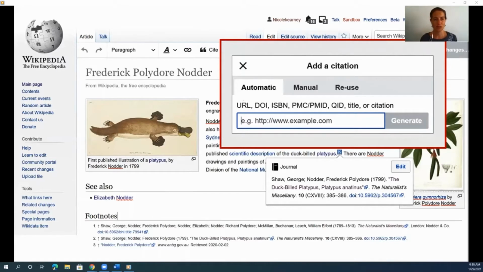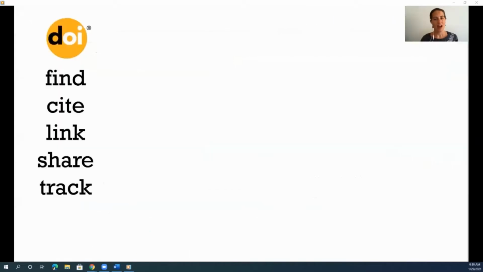Frederick Polydor Notter is now linked to that DOI. Wikipedia is an incredible resource, and that's because of the tireless work of Wikipedians. DOIs make their amazing work easier. And that's the point of DOIs. They make it easier for everyone to find, cite, link, share, and track scholarly content.